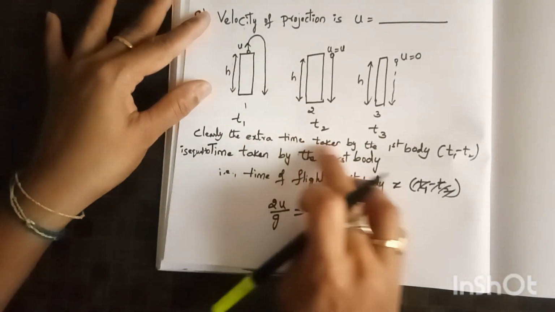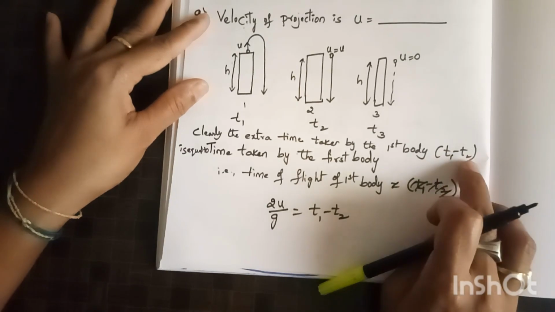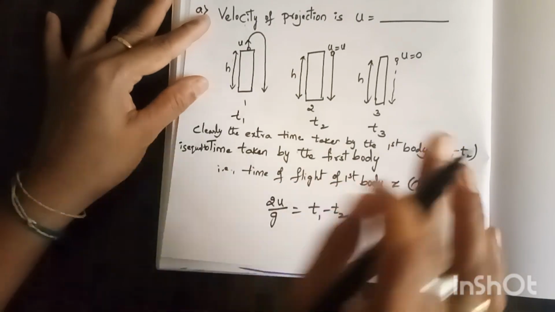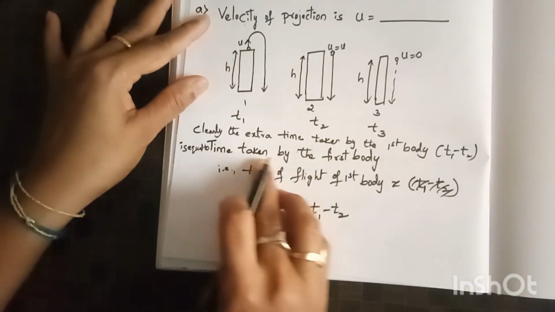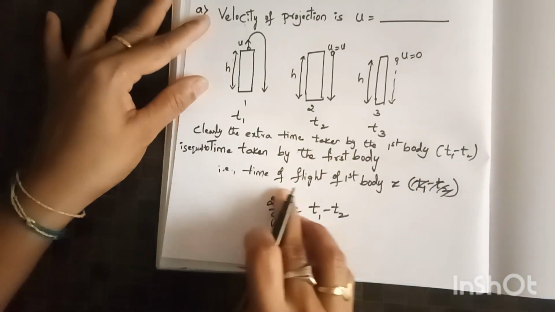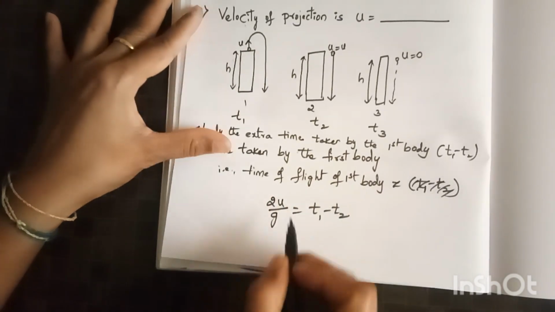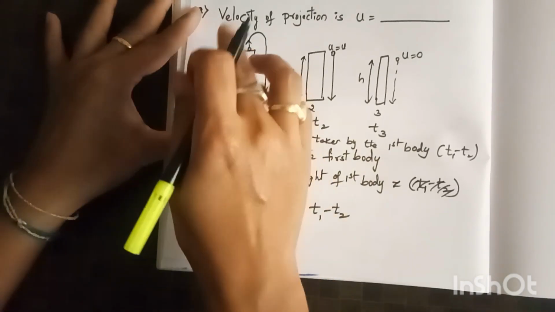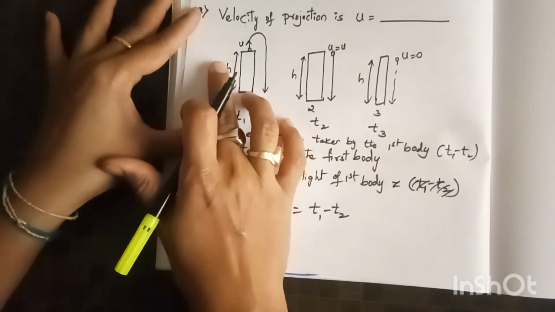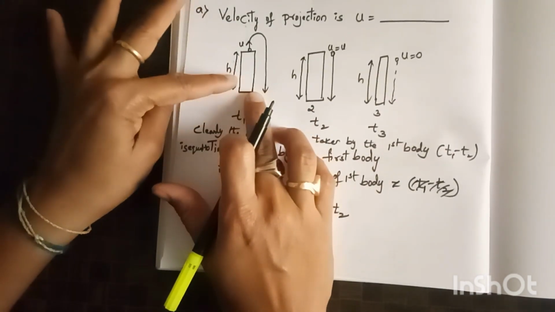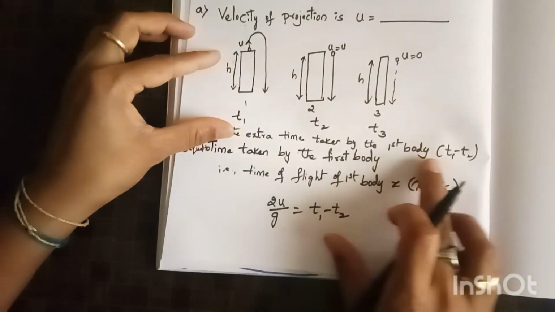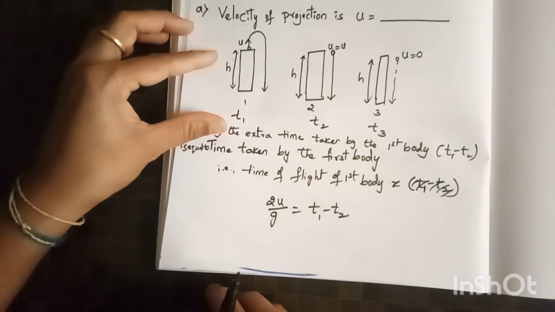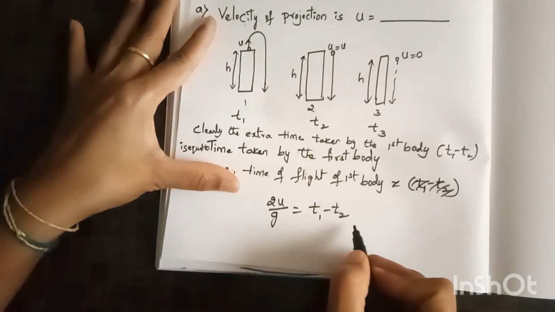So clearly the extra time taken by the first body is t1 minus t2. When you remove t1 minus t2, you will get the extra time, that is equal to the time taken by the first body, that is the time of flight of the first body. So 2u by g equals t1 minus t2. Why am I taking time of flight here? Extra time taken by the first body. Why? Because the time taken by the first body is the time of flight. So the extra time taken by the first body, t1 minus t2, is equal to the time of flight. Okay, 2u by g equals t1 minus t2.